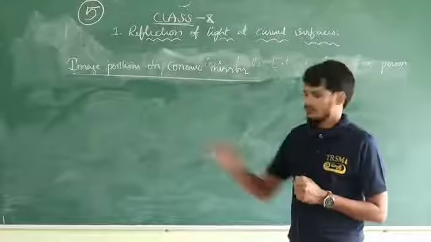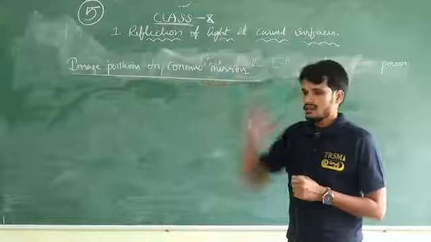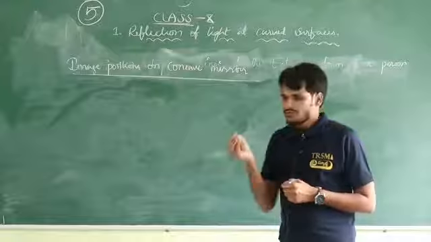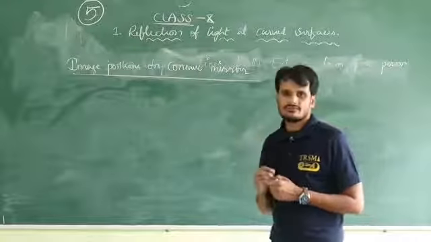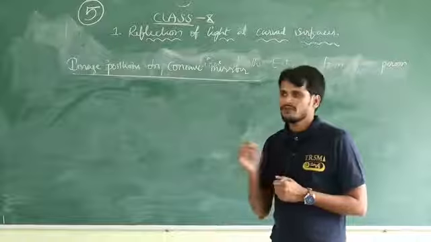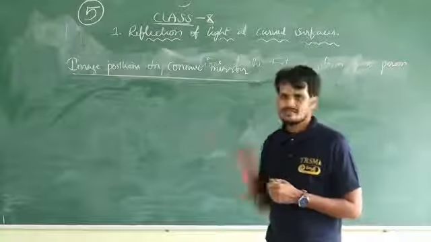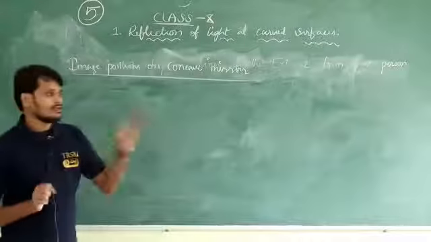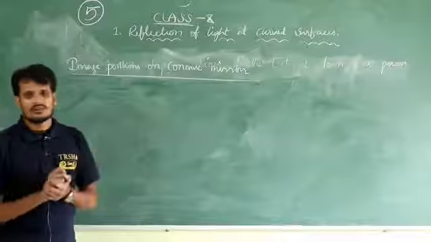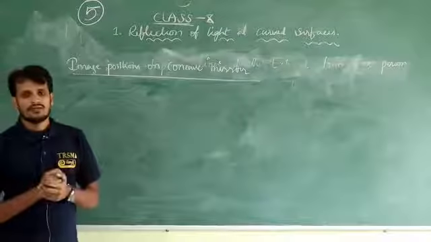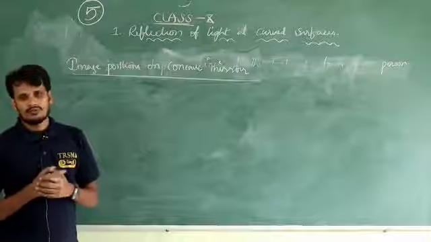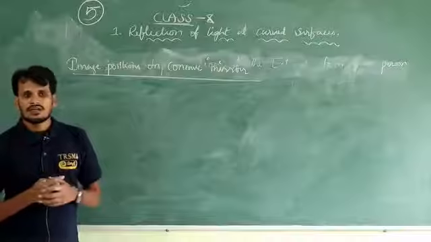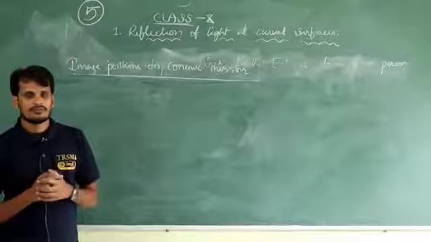So last class we saw the object at infinity, object beyond C, object at C, object between F and C, object at F, and object between P and F. Just recall that. So there are 6 types of object positions possible on a concave mirror. And we learned about images also. There are 2 types of images, real image and virtual image, and we completed their definitions, as well as the definition of image.